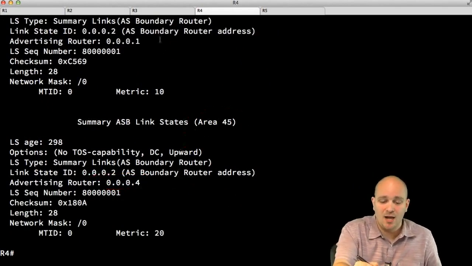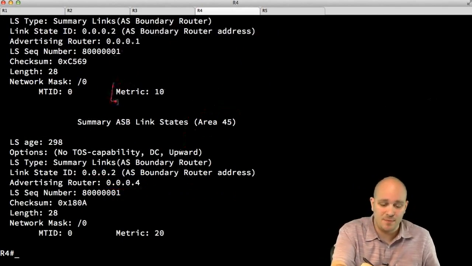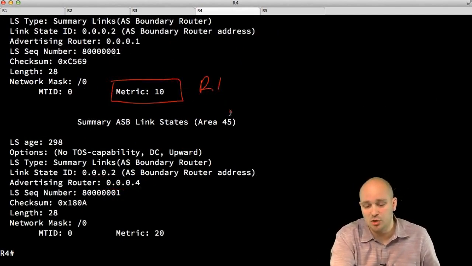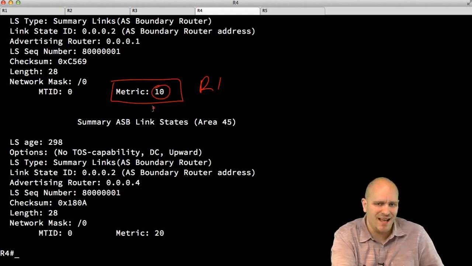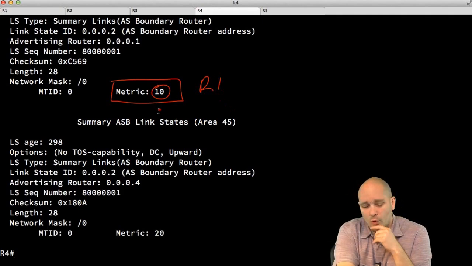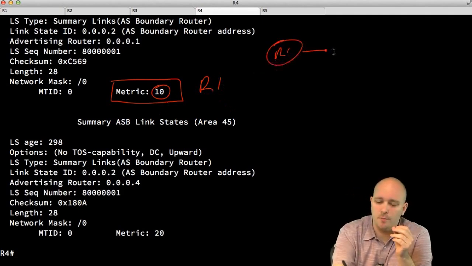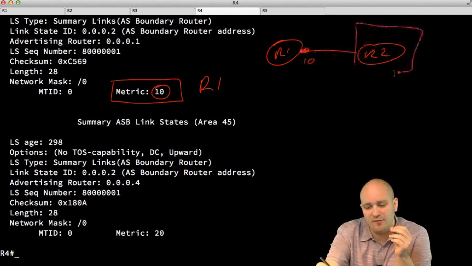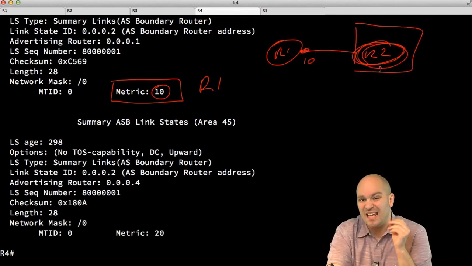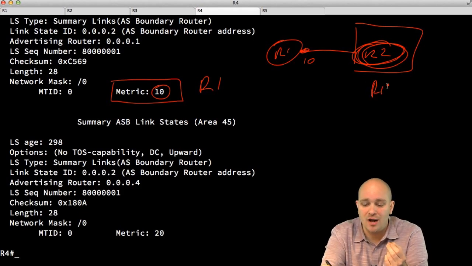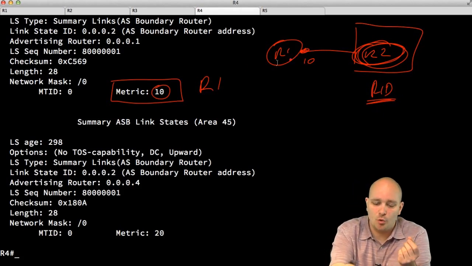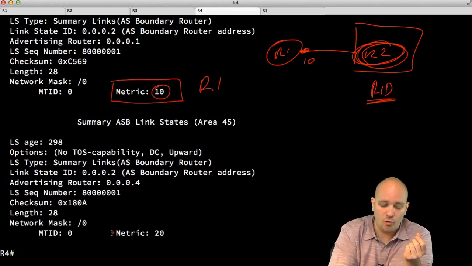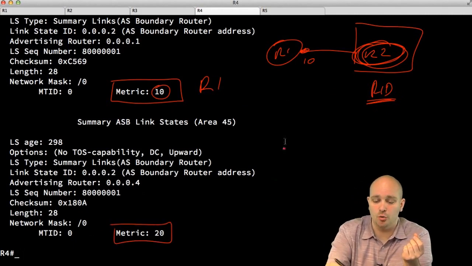generated by R4. Now, I can see here, so this one above here, this metric here that I'm observing, this is R1's cost to reach R2. It says here 10. Shouldn't it be a little bit more? Well, no, because if we have R1 and R2 here, R1's cost here on this interface is 10. This is not the cost to reach any particular interface on R2. This is the cost to reach the actual device of R2, the router ID of this device, which is not any interface or any IP address. So R1 claims cost 10, and R4 says my cost to reach R2 is 20.